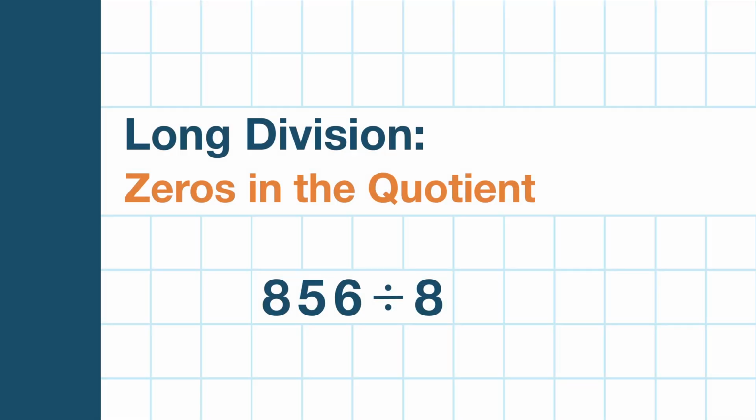In long division, how do you know when you need to use a zero in your quotient? When the divisor is too large to go into the number you're working with, you can write 0 in the quotient and bring down the next digit. Let's see how this works by dividing 856 by 8.